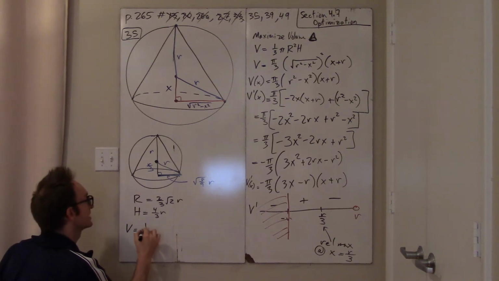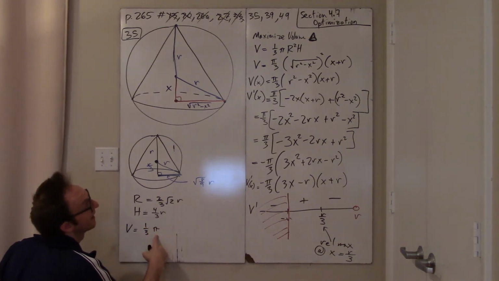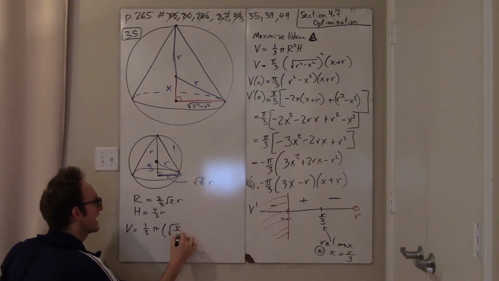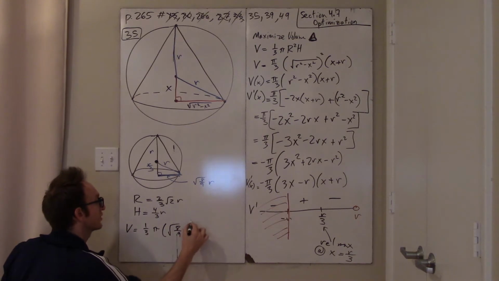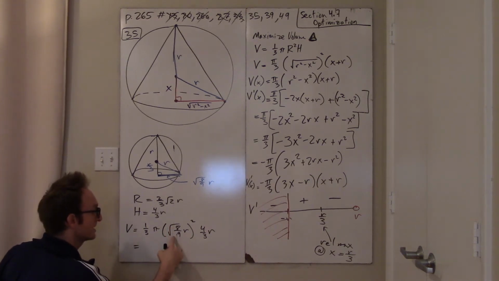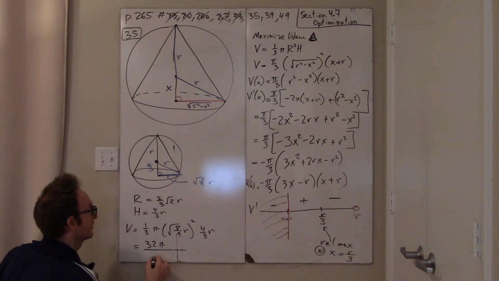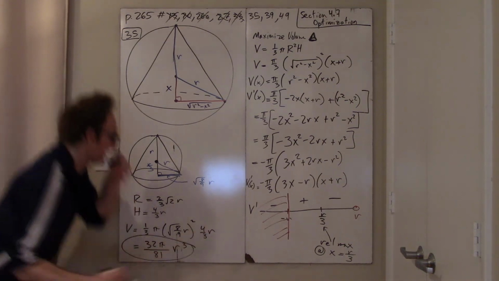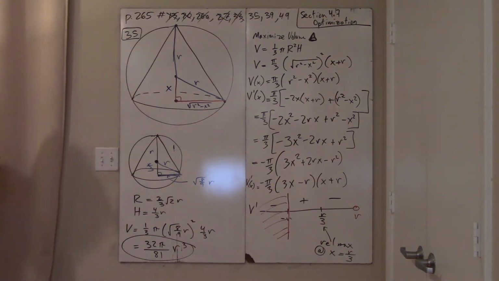What is the volume? It's 1/3 pi r squared. So root 8/9 r squared times the height, which is 4/3 little r. And so let's see, that becomes 8/9, and so what I think I get is 32 pi over, that's a 9 and a 3 and a 3, so over 81 r cubed is the volume of this maximum volume cone.